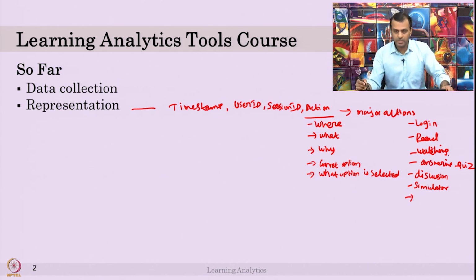So, watching speed, all this seeking the video from one place to another, you can add all this information as contextual information. These are the major actions listed, then contextual information.